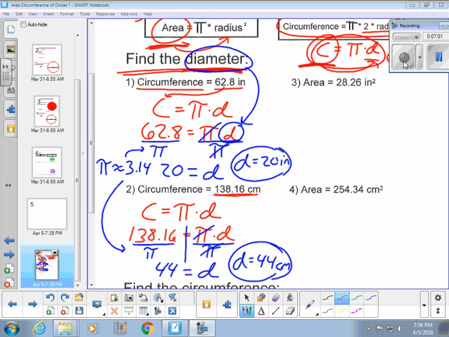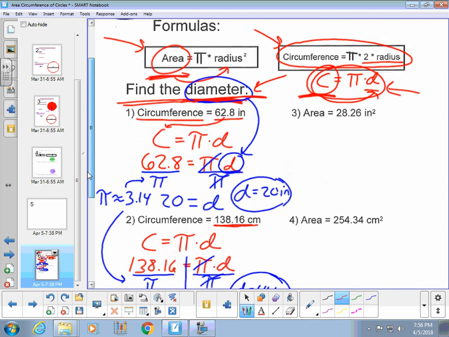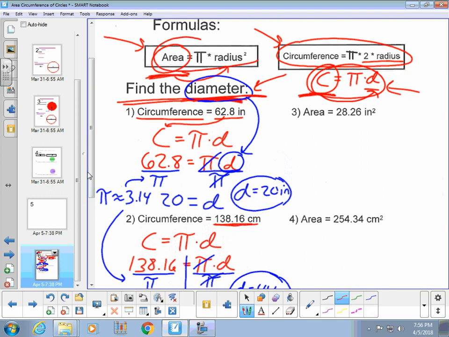Okay, problem number 3. Now, just a little different. This problem, we're still asking to find the diameter. It's still asking for the same thing in the directions up here. But in this one, it's given us the area of the circle. So scrolling up, or for you just looking up on the page, remember here's the area formula for a circle.